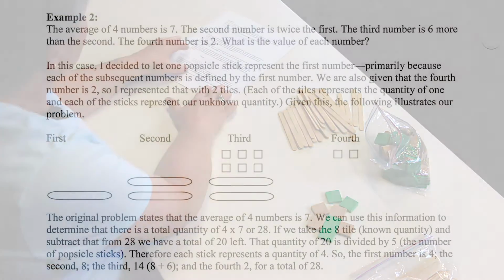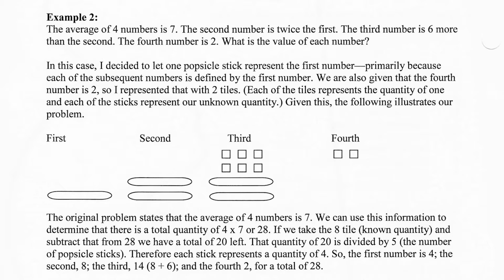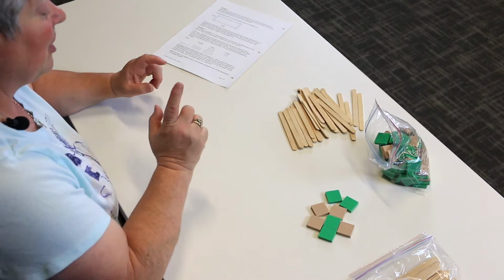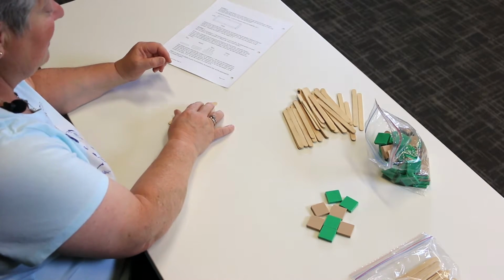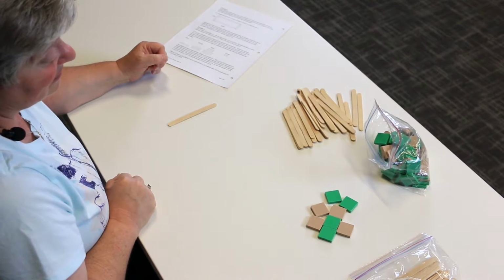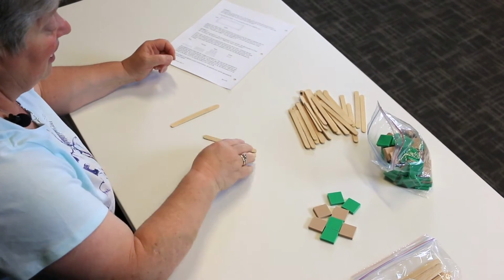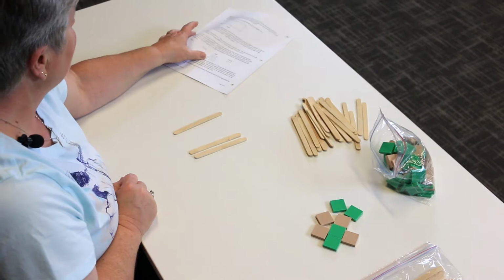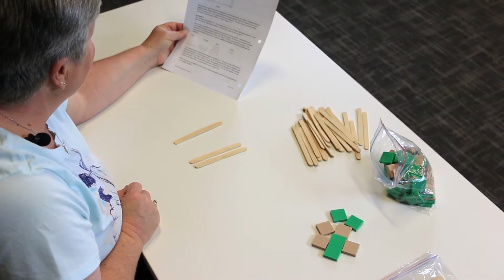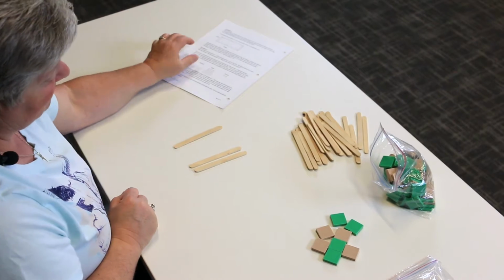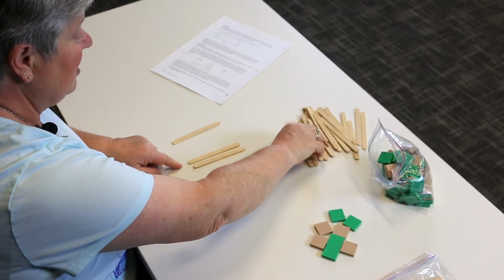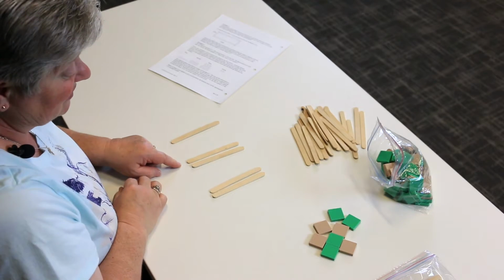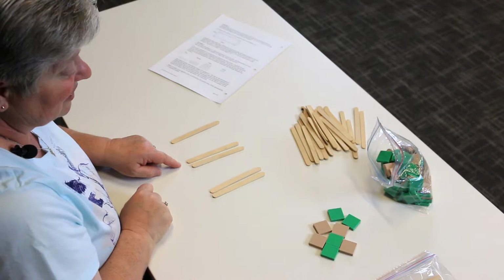And it says, the second number is twice the first. So I don't know anything specific about that second number or the first. But I do know if I say that my first number is 1 popsicle stick, I have to say that my second number is 2 popsicle sticks. My second number is twice the first. And then we go on, it says the third number is 6 more than the second. This is my second one, so I'm going to put my unknowns there, exactly the same as the second, but what I know is this one is 6 more.